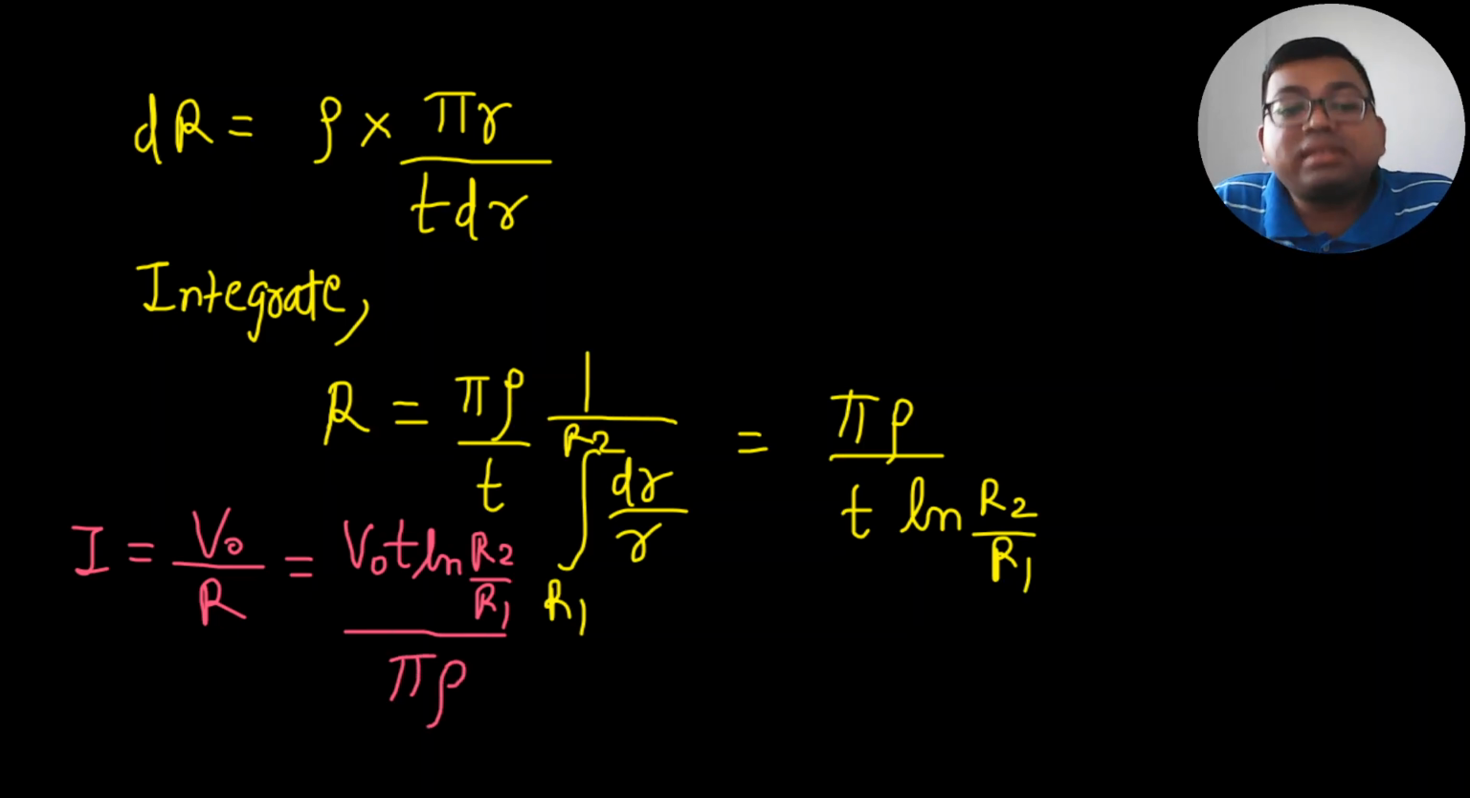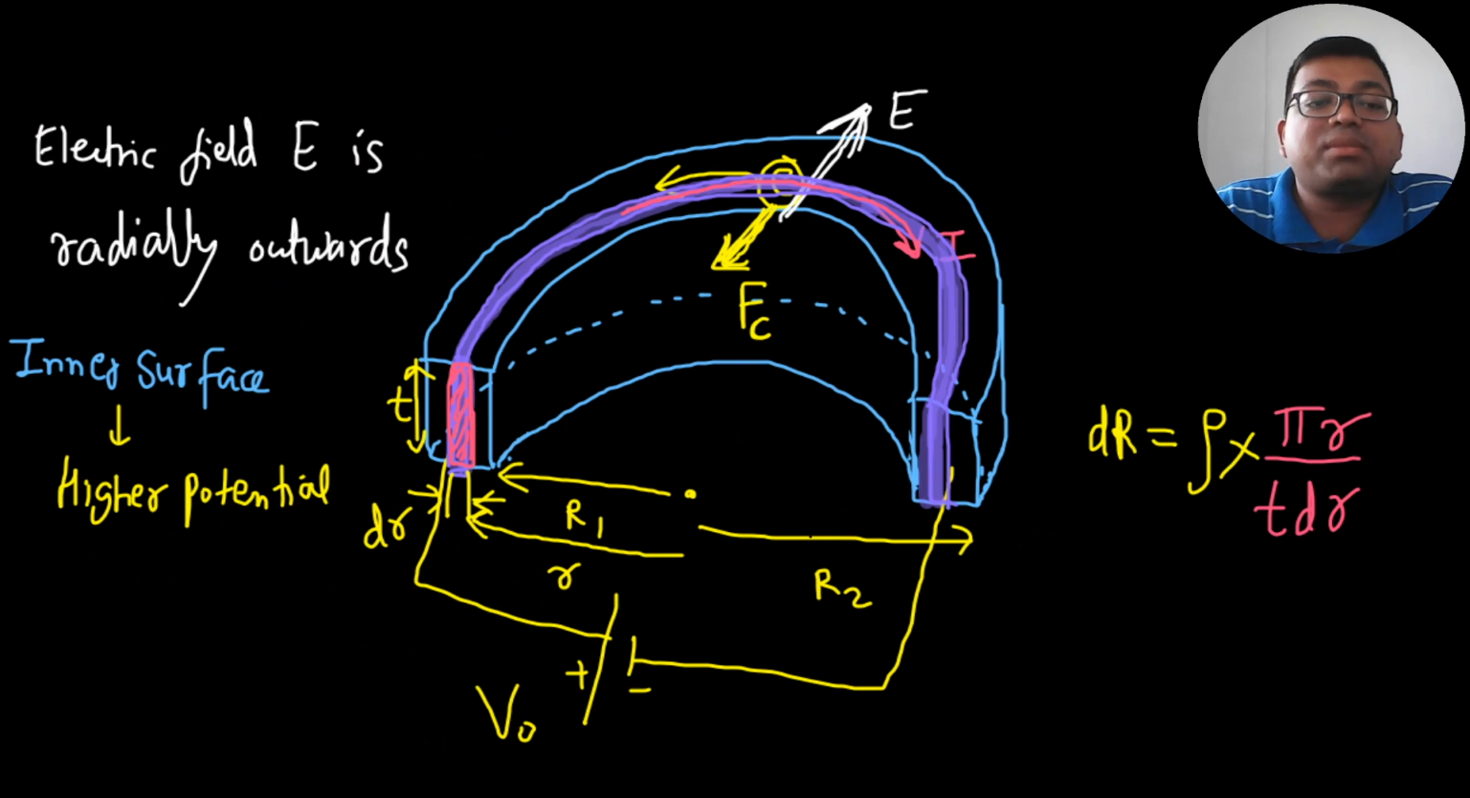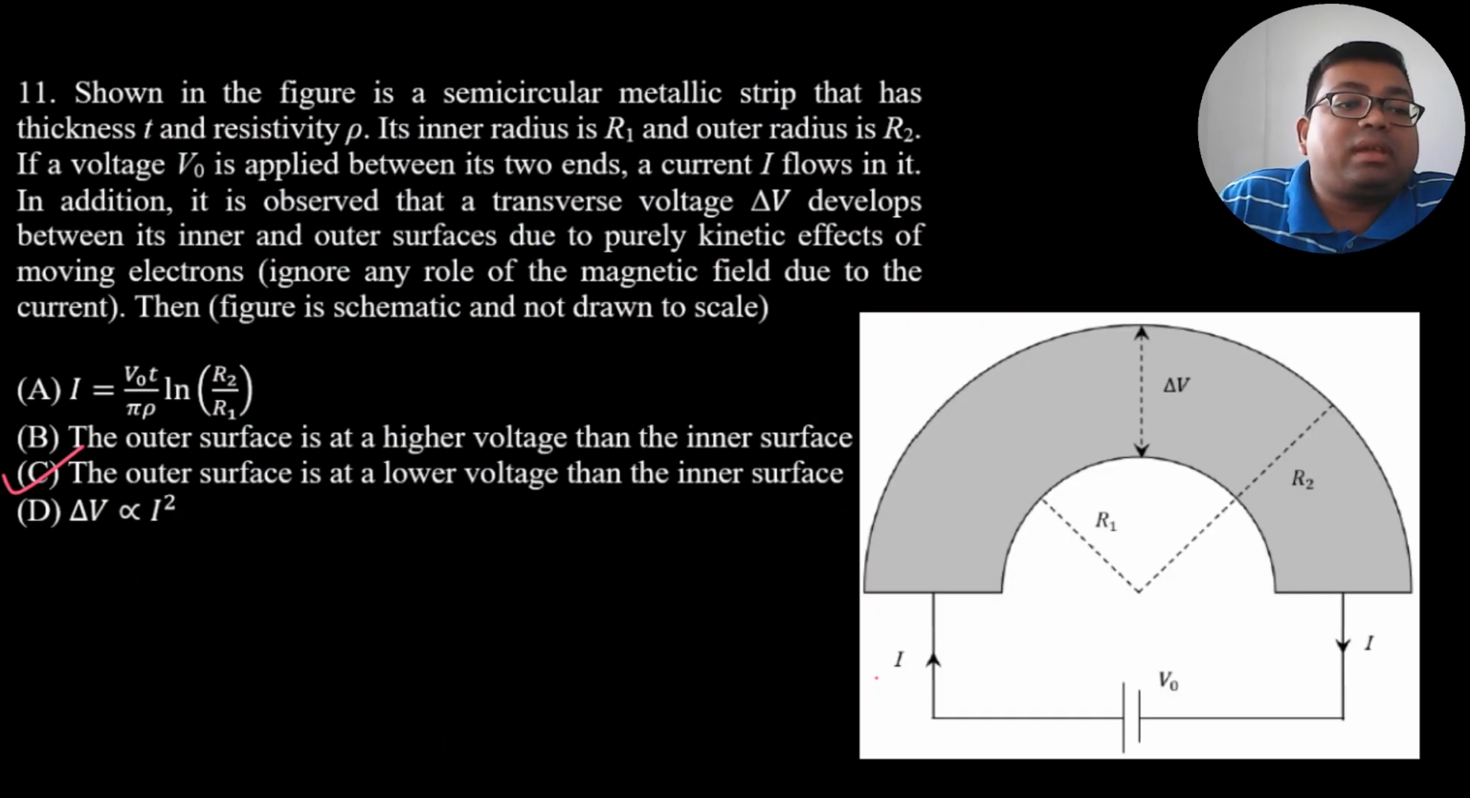And you can see this is option A. So we have got options A and C. Now we need to check option D, which is about the potential difference.